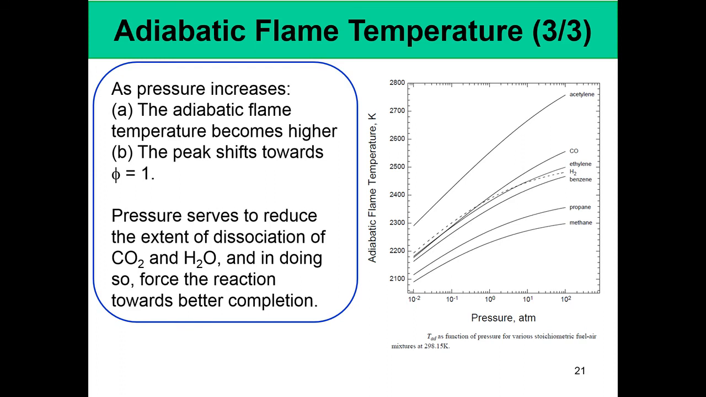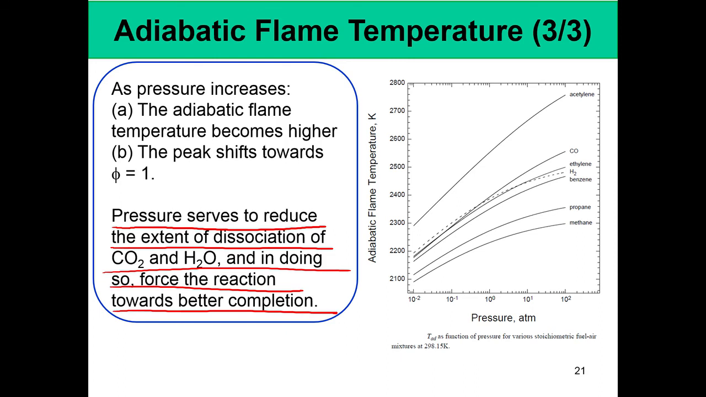And this is what you see: as pressure increases, the adiabatic flame temperature becomes higher and the peak shifts back towards 1, because pressure serves to reduce the extent of dissociation of CO2 and water, and in doing so forces the reaction towards better completion.